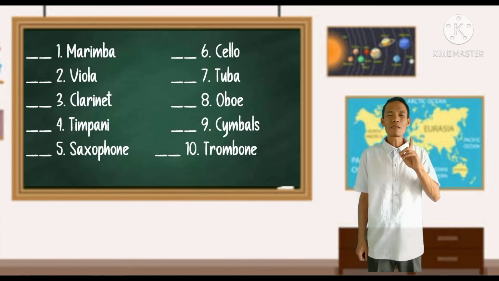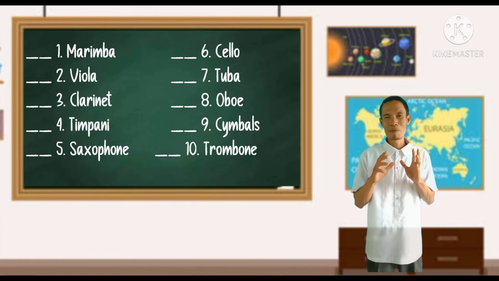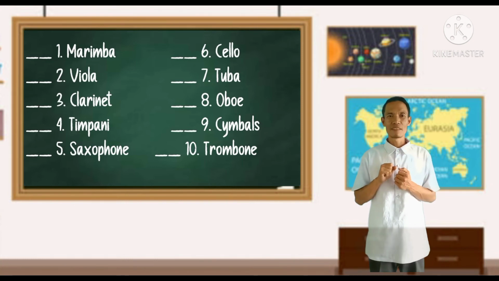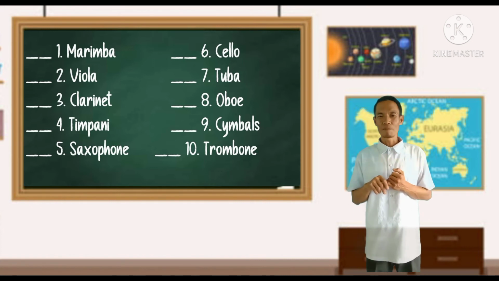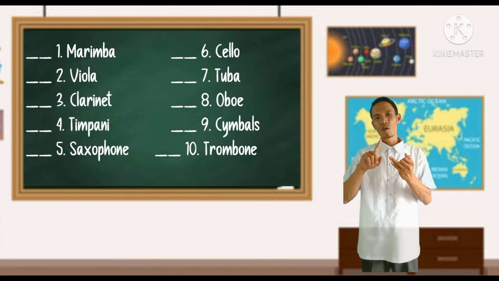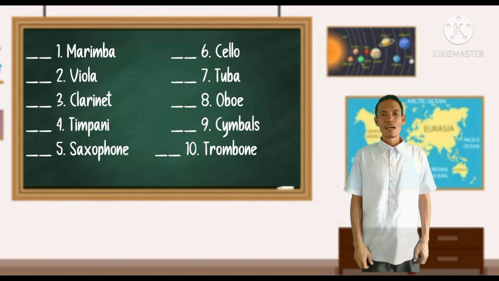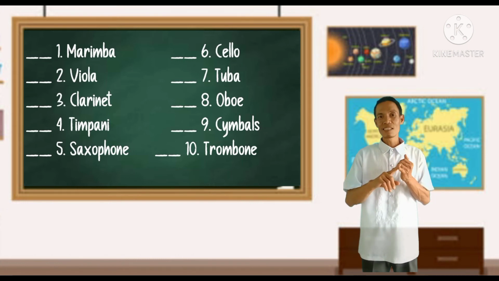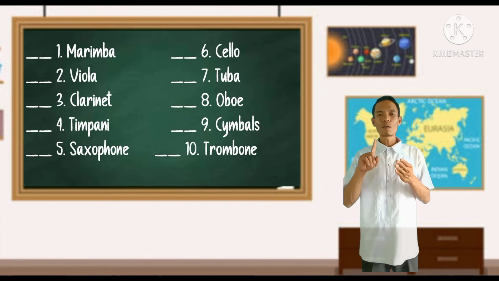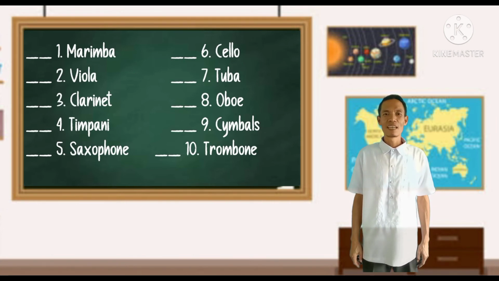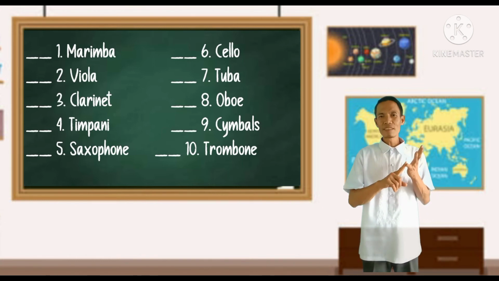Number 1, marimba. What do you think? Does this belong to brass, percussion, woodwind, or string instrument? Number 2, viola. Is it string, brass, woodwind, or percussion instrument? Number 3, clarinet. Does clarinet belong to brass, woodwind, string, or percussion instrument? Number 4, timpani. Does this instrument belong to string, woodwind, brass, or percussion instrument?